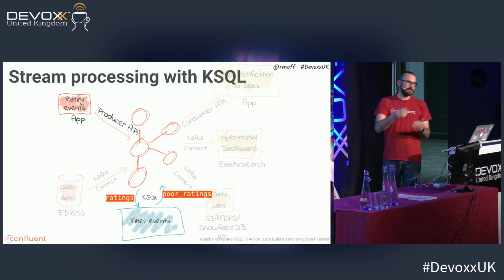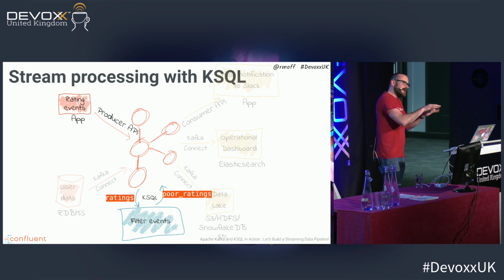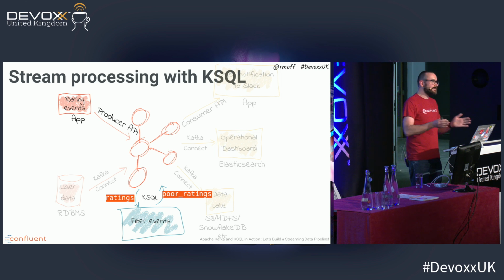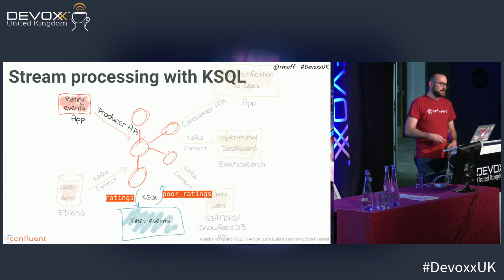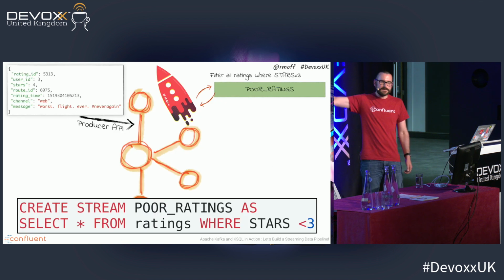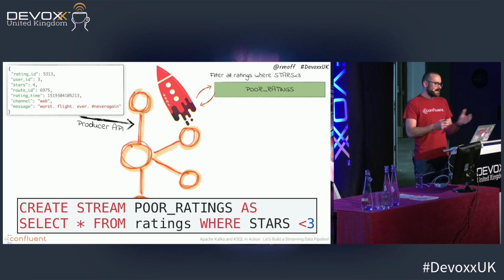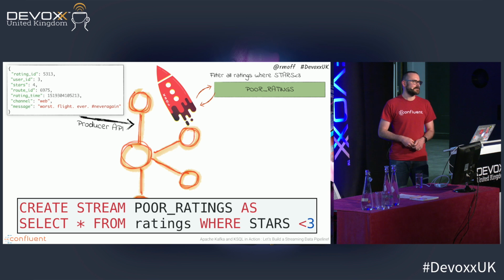So you can leave a rating 1 to 5, it was good, it sucked. If it was less than 3, then we're going to class that as it wasn't good. We're going to write all of those events to a new topic, because then we can process that additionally. So it just looks like this: create stream per ratings, create a Kafka topic as select from the ratings where stars is less than 3.